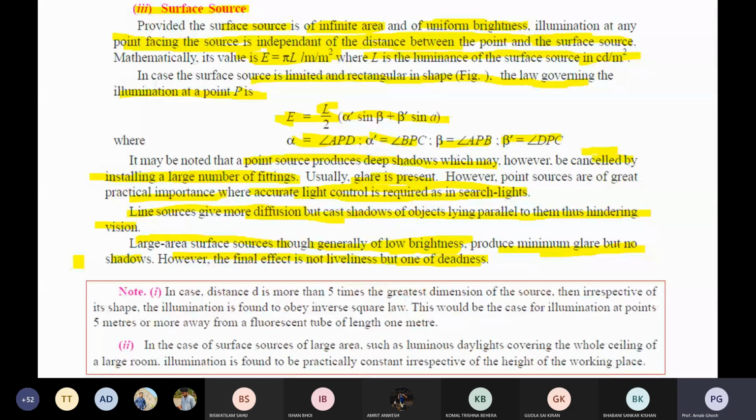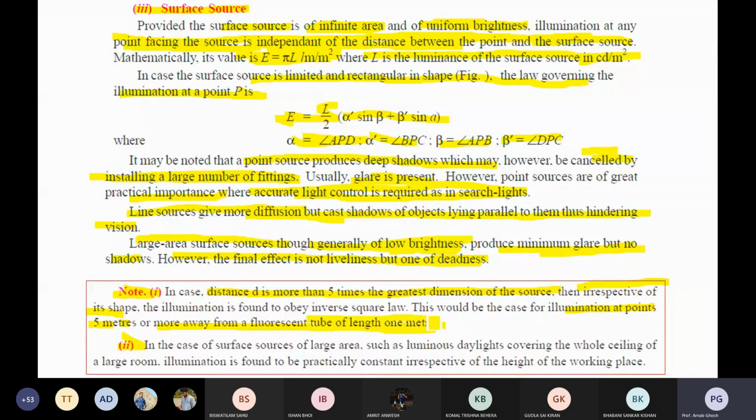the illumination is found to obey the inverse square law. You know that inverse square law, it is found. So this would be the case of the illumination at a point 5 meters or more away from a fluorescent tube of length 1 meter. Okay, so I think you are able to understand.